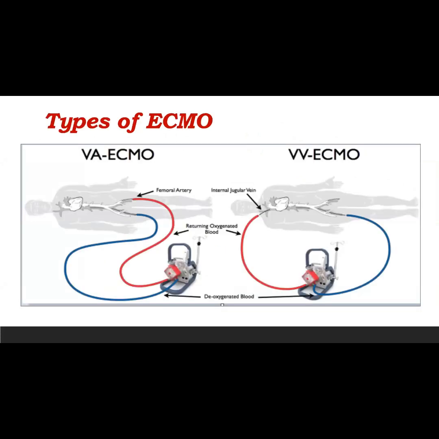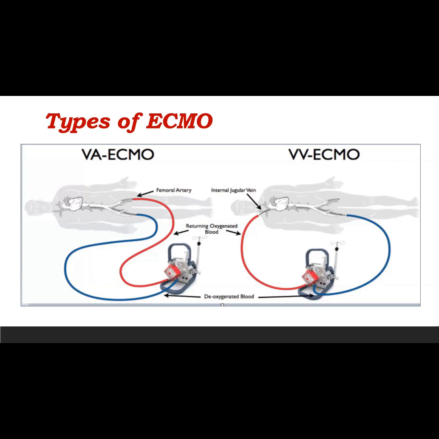In VA ECMO, there will be a bifemoral cannulation. Two cannulas will be inserted, into the bilateral femoral artery and vein. The blood is drained from the femoral vein and goes into the machine. The machine pumps the blood, gets it oxygenated, and pumps it back into your femoral artery, and it circulates through your body.